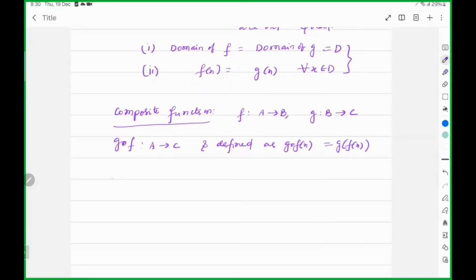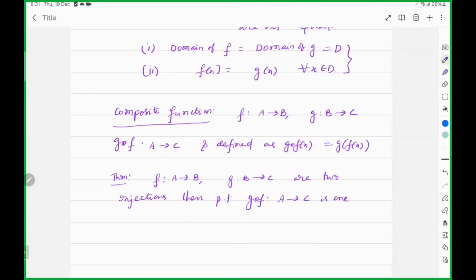Now, if f maps from A to B and g maps from B to C are two injections, then prove that g circle f mapping from A to C is 1-1. Injection or 1-1 function are one and the same.